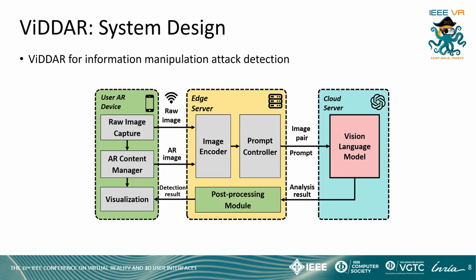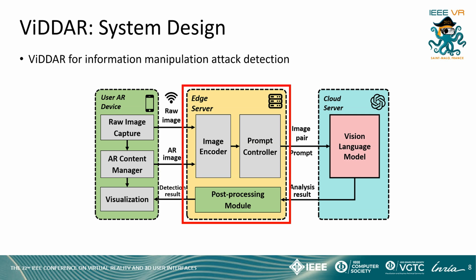And this diagram shows the system architecture we designed for ViDDAR to detect information manipulation attacks. It also consists of three parts. Similar to ViDDAR for obstruction detection, the AR device here also continuously sends both raw image and AR image to the edge server for processing, receiving information manipulation detection results. The edge server sends both the received raw image and AR image to the cloud server.